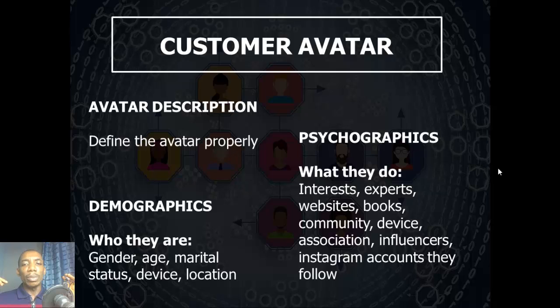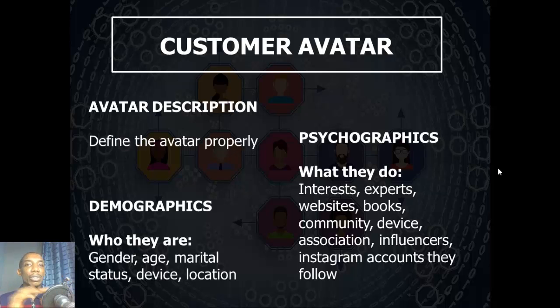But what I'm more concerned about right now is the experts they follow, the community they belong to, the influencers they follow, and the Instagram accounts that they actually follow. If I know all these things, then I can channel my marketing in the right direction.